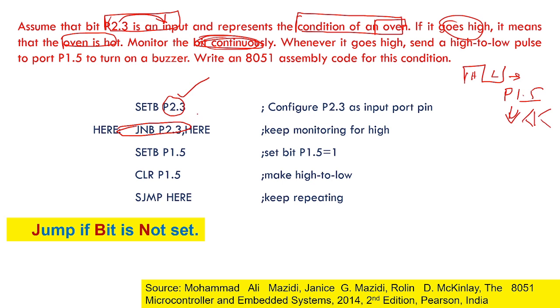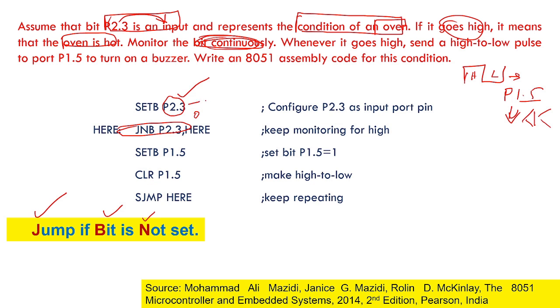So consider the scenario where it is 0. Initially your input was 0. That means your monitor is in normal condition, right? So it will keep continuously monitoring this particular bit, because JNB means J for jump, N for not set, and B for bit: jump if bit is not set. So it will stay in the looping process.